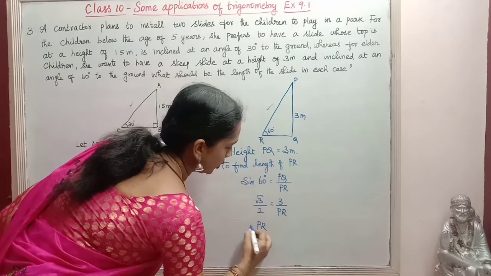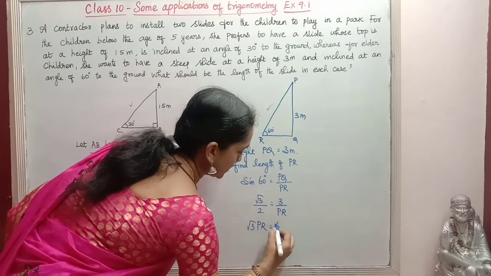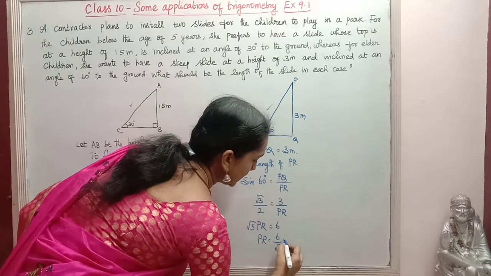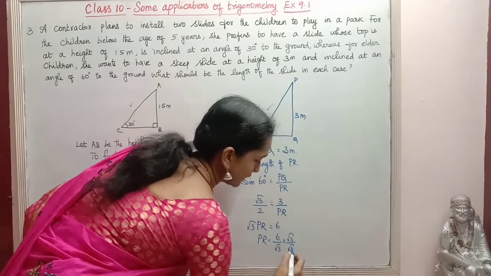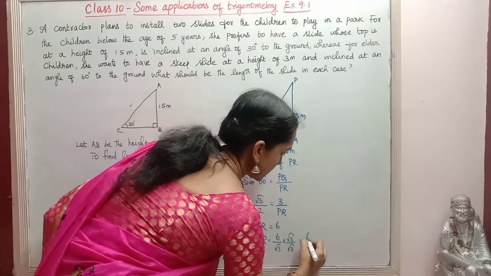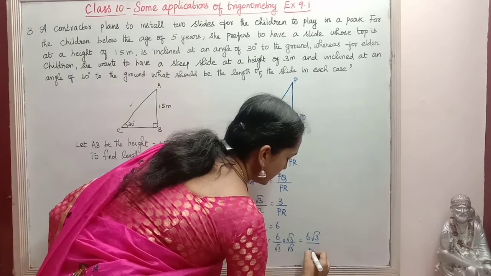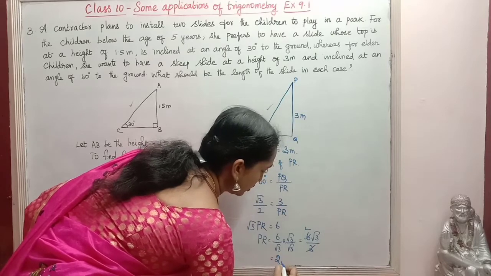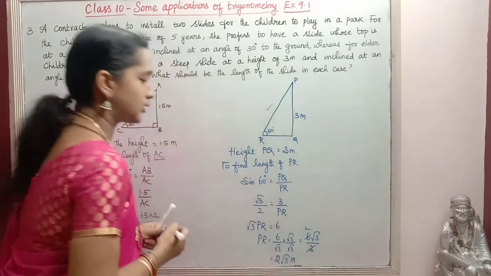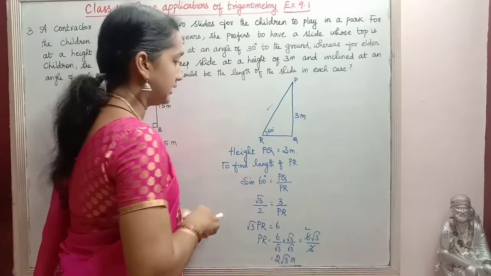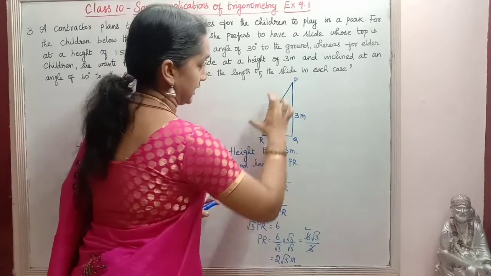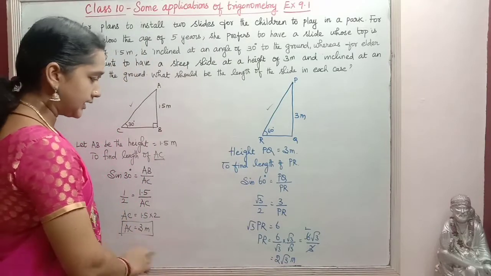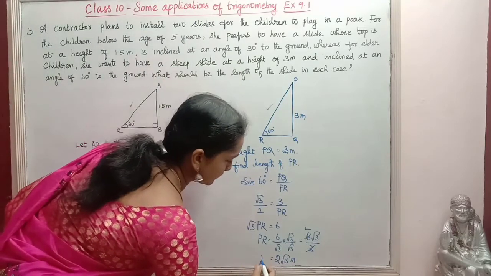So root 3 into PR is equal to 6. So PR is equal to 6 by root 3 into root 3 by root 3. We have to rationalize this. So this is equal to 6 root 3 by 3. If we cancel this, we get the answer as 2 root 3 meter. So for elder children, the length of the slide is 2 root 3 meter, and for the smaller children the length is 3 meter.